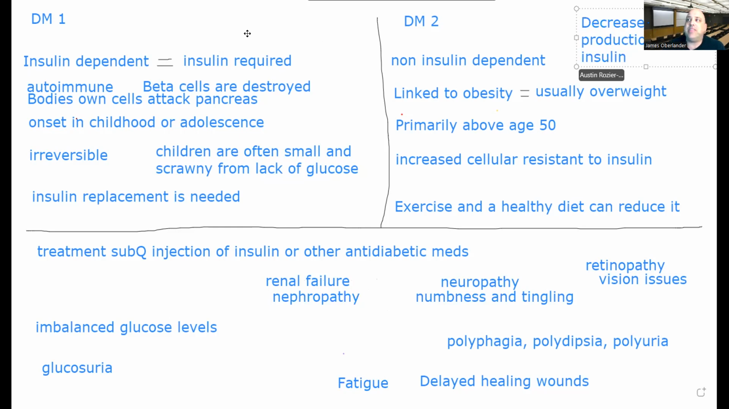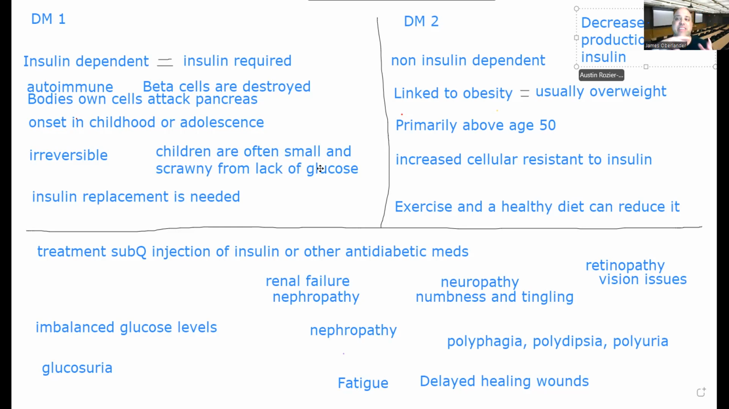So looking at diabetes mellitus, it is an autoimmune or infection-related issue where the beta cells are destroyed, which means you are dependent on external insulin. Oral meds that work on the pancreas are not going to work with type 1 diabetes because you are dependent on external insulin resources. Onset is typically early. That's when those disease processes typically take out the pancreas, the beta cells. Irreversible. Children are small and scrawny because they don't have the glucose in the cells present to grow.